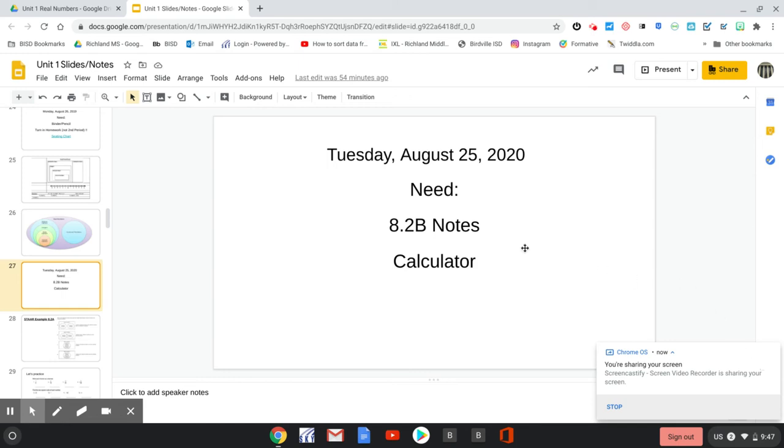Hey guys, this is Tuesday, August the 25th. You're going to need your 8.2b notes that you see in your Canvas course and your calculator on your Chromebook. So when you go to your Canvas course and click on the link, you should be able to see your notes. Let's do that now.